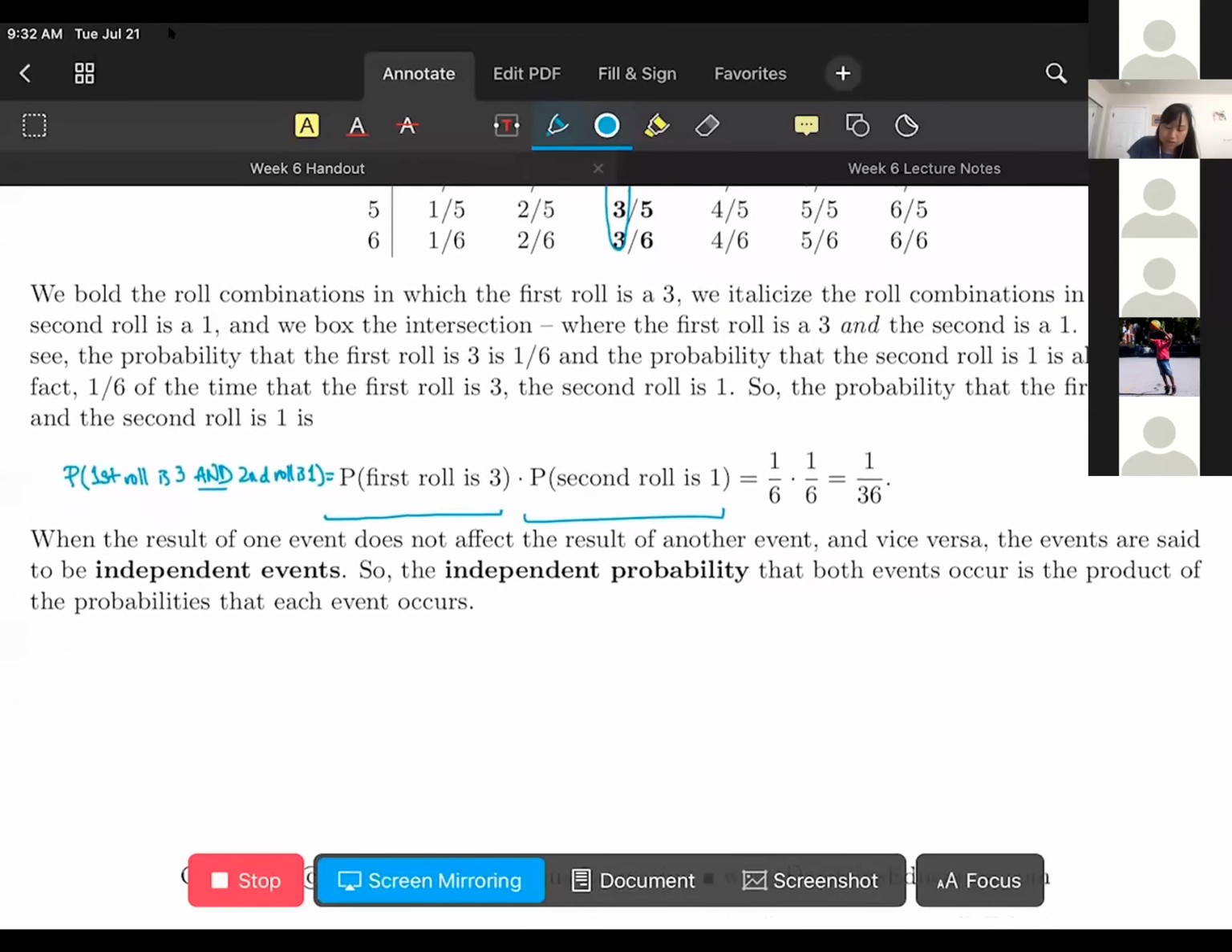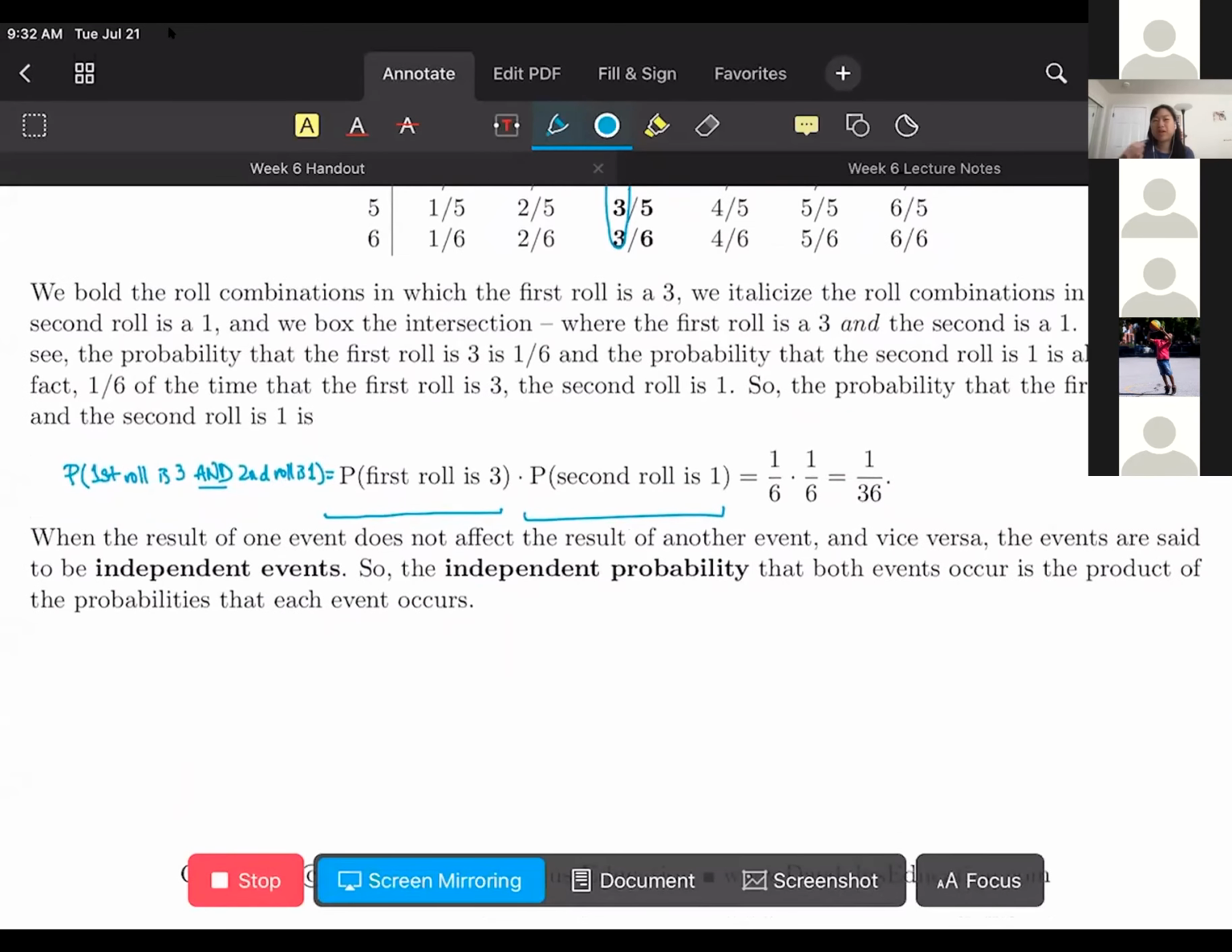This is just to illustrate a concept we've already been using intuitively. When the result of one event does not affect the result of another event, we call these independent events. To compute the probability that both of these events occur together, we can just take the product of the probabilities of each event occurring. Any questions on this?